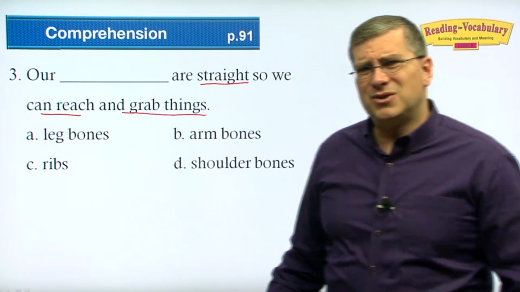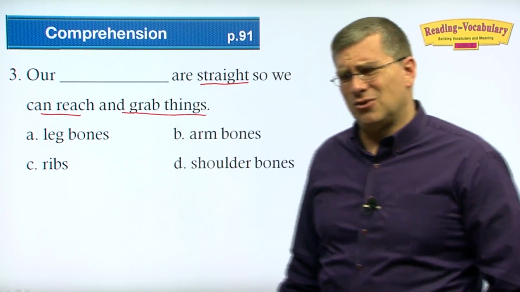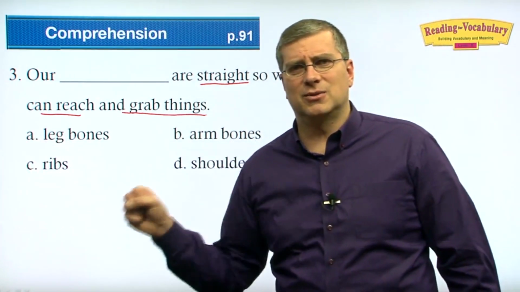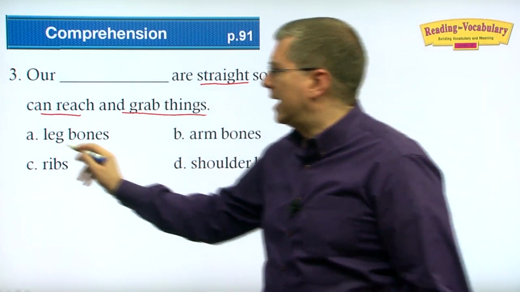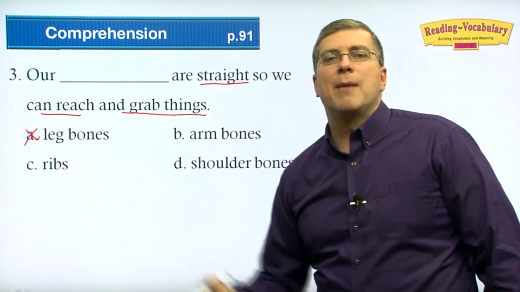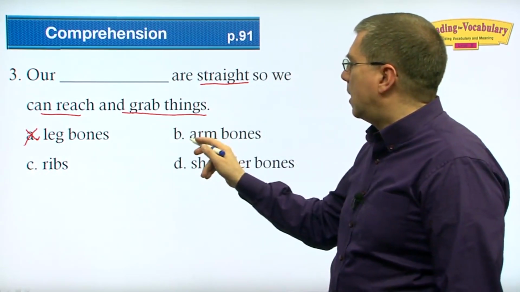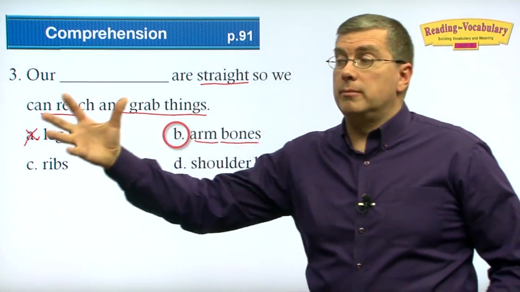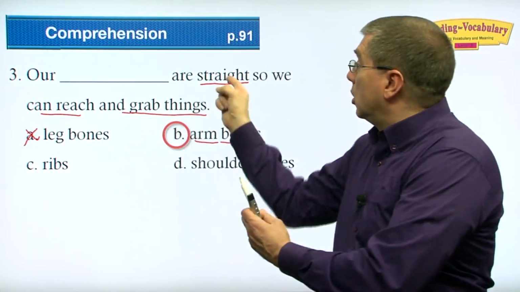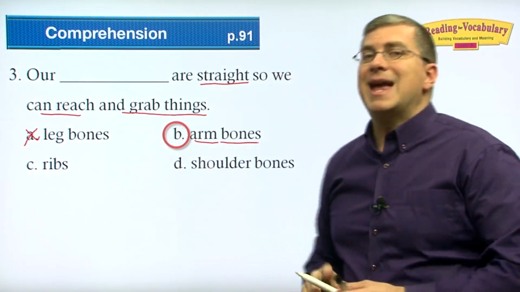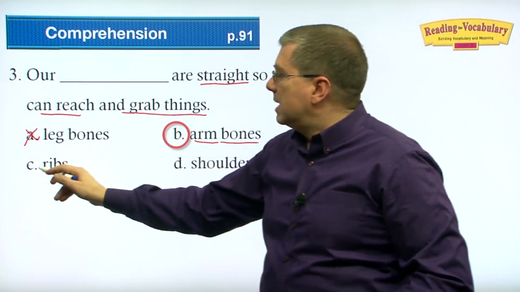Well, do we normally use our leg bones to grab things? Do you grab things with your foot? You probably drop them. It's easier to grab things with your arm, right? So it's not our leg bones. We don't use our leg bones to reach and grab things. B, arm bones. Well, that's the answer right there, right? We use our arm, and our arm bones are straight so that we can reach and grab things. That's the answer.